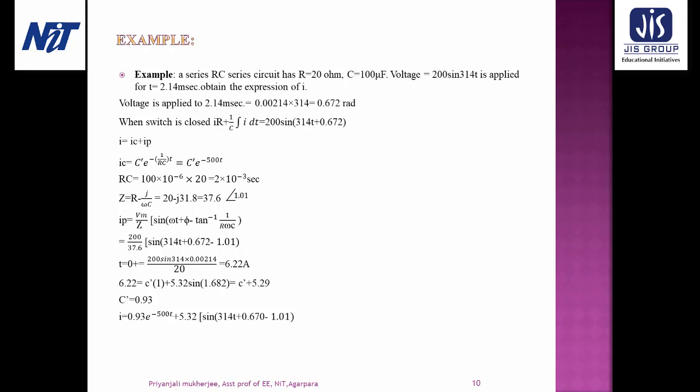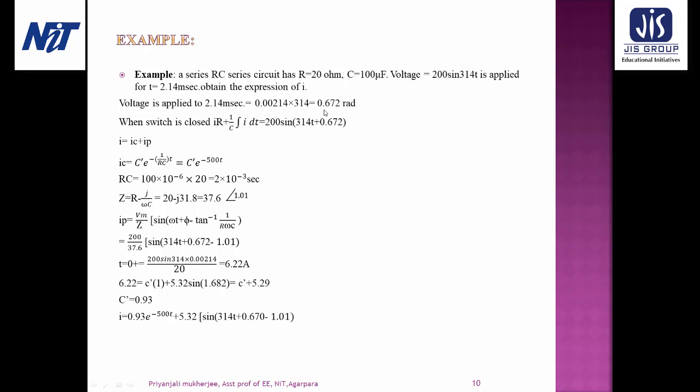Here we have to keep in mind that the voltage is not applied at t equal to 0 seconds, but at t equal to 2.14 milliseconds. So we have to convert this 2.14 into radian. So it becomes 2.14 into 10 to the power minus 3 into 314, which is equal to 0.672 radian.